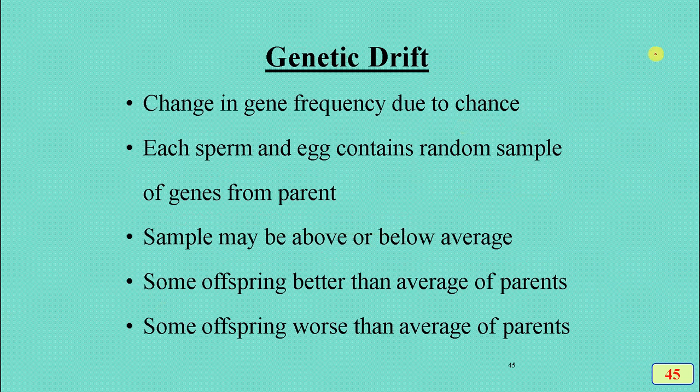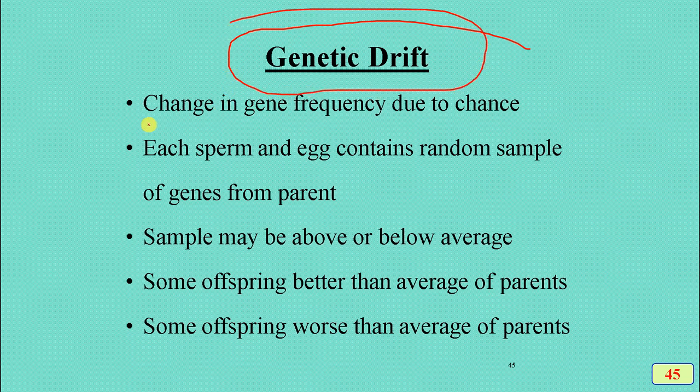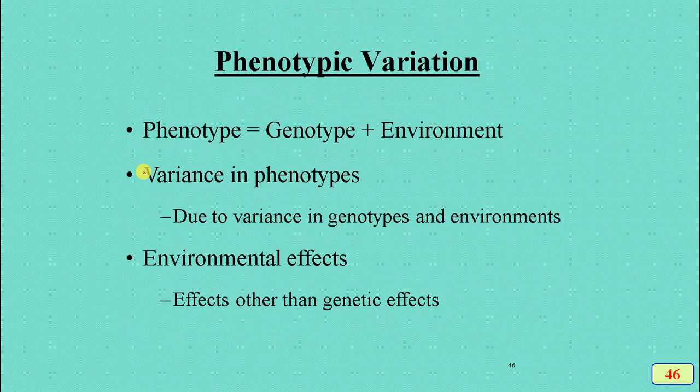And genetic drift. Please note down this particular thing. What is genetic drift? It is defined as change in gene frequency due to chance. This is chance. Each sperm and egg contains a random sample of the genes from the parents, and the sample may be above or below that of the parents, and some offspring are worse than average parents. So this is also another thing.